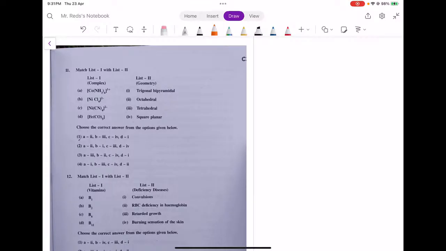Suppose you know one compound's structure, then you can easily give the answer. If you take Fe(CO)5, D is the trigonal bipyramidal. What is the hybridization of the iron in Fe(CO)5? sp3d. What is the structure for sp3d hybridization? Trigonal bipyramidal. What is the trigonal bipyramidal structure?